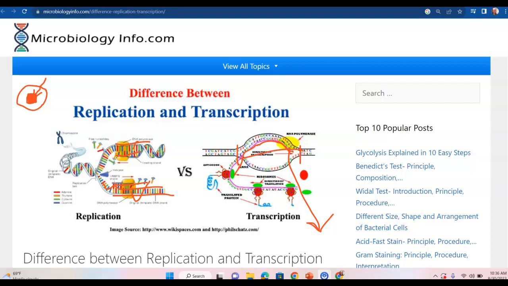So we can replicate a DNA strand if we need to create an identical cell. We could separate just parts of it if we need to create a protein. Okay, and we'll talk more about these steps in the future.